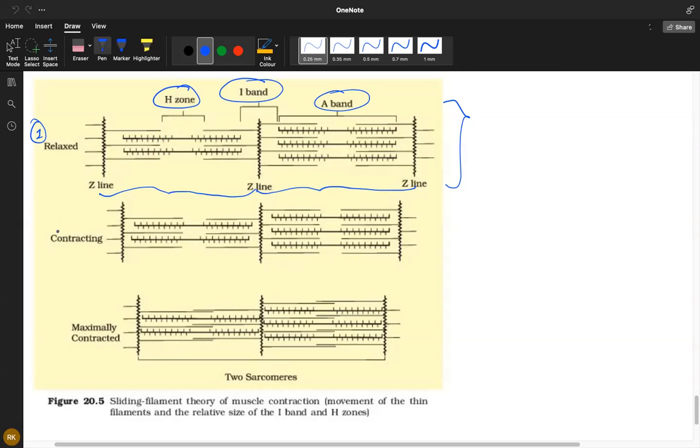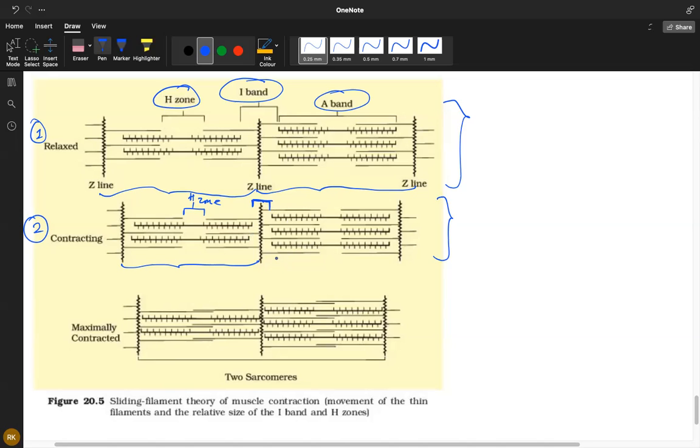Then when the muscle is contracting, we can see that the distance between the Z lines has reduced. So the length of the sarcomere has reduced. Also the H zone has shortened as compared to the above figure. And we can see the shortening of the I band. The I band is almost gone. Can you see? It is just this much.